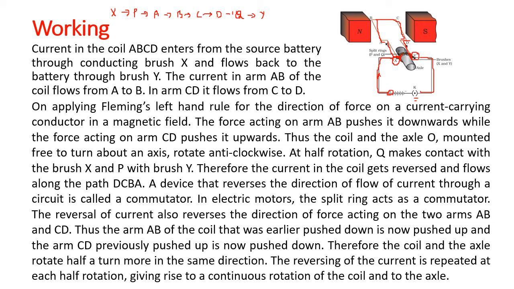But now the current is moving from A to B and the magnetic field is from north to south. So this is the direction of the magnetic field. This is the direction of the current. So AB will be pushed downwards while CD will be pushed upwards. So the coil has started to rotate. The position was this. Now the position has become this. The coil has started to rotate.